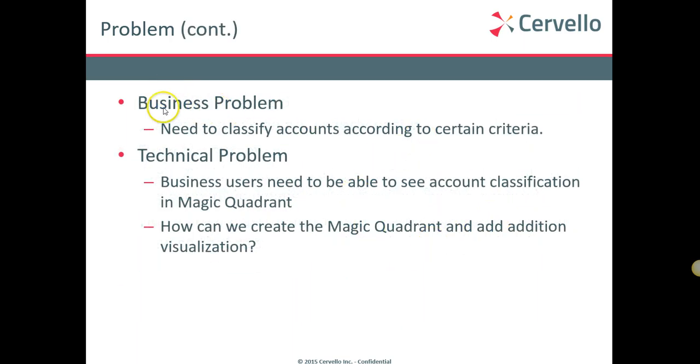So we have two problems. We have a business problem, which was that we want to classify accounts according to certain criteria. And then we have a technical problem, which is business users want to be able to see their account classification in the Magic Quadrant. Right now in Salesforce standard dashboards, there's no Magic Quadrant option. And in Wave, there's no type of quadrant visualization that you can use. So we're going to first try and recreate this quadrant visualization, and then we're also going to try to add additional visualization to the page.